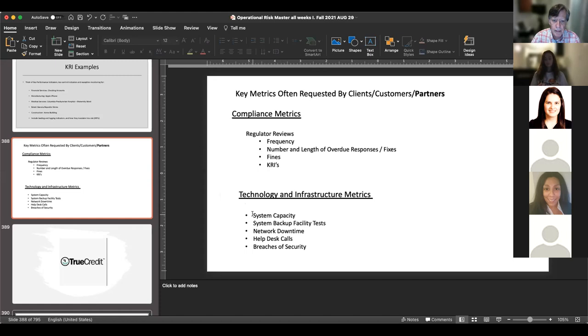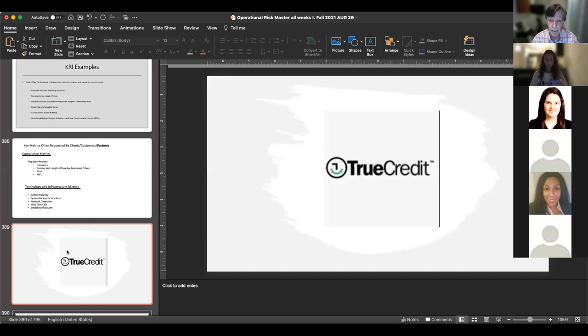We haven't spent a lot on this, but if you were to partner with another company and say that you were doing something for them that needed IT systems, then that company may come in and do due diligence to make sure that your control environment is adequate. They could be looking at your system capacity, the system backup facility tests, network downtime, help desk calls, breaches of security. So to illustrate what a vendor or a client may be asking for, I'm going to use the example of TrueCredit.